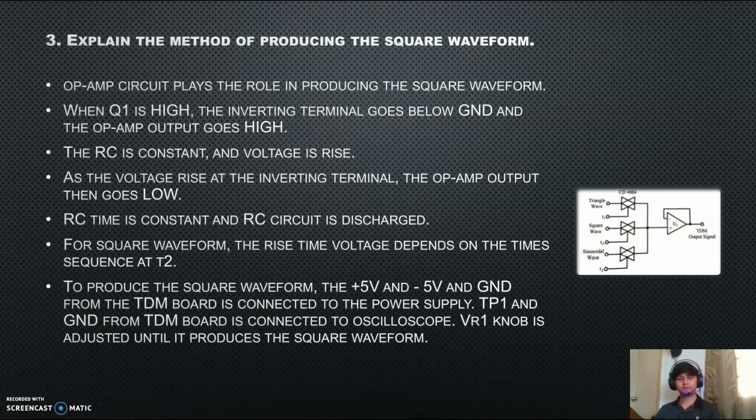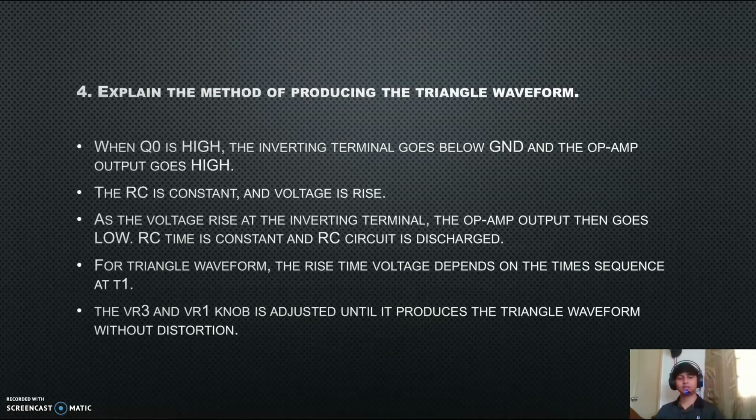And then the last question, which is question number 4: explain the method of producing the triangle waveform. To produce the triangle waveform, it's just the same as I said earlier, that the op-amp circuit can produce three types of waveform. So to produce the triangle waveform, we also use the same op-amp circuit as in the previous figure, as I showed in the previous slides.